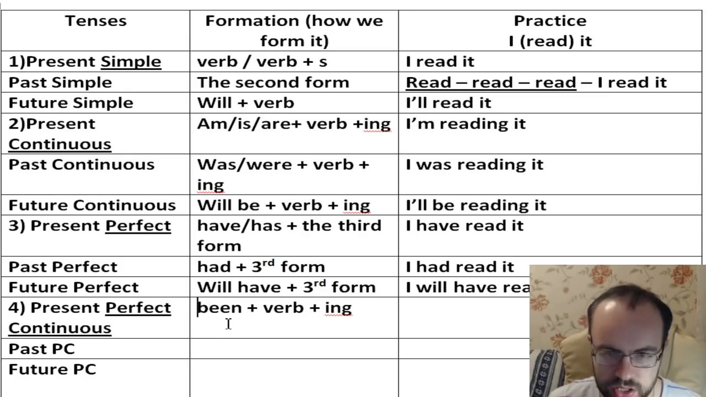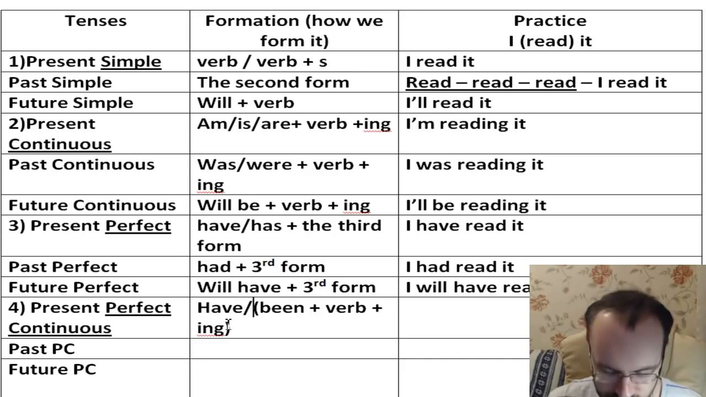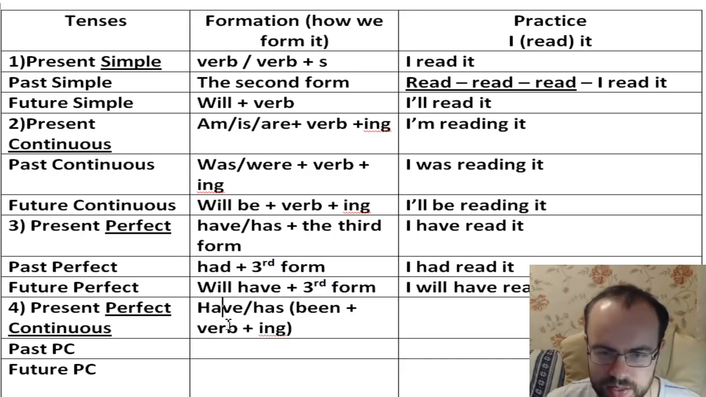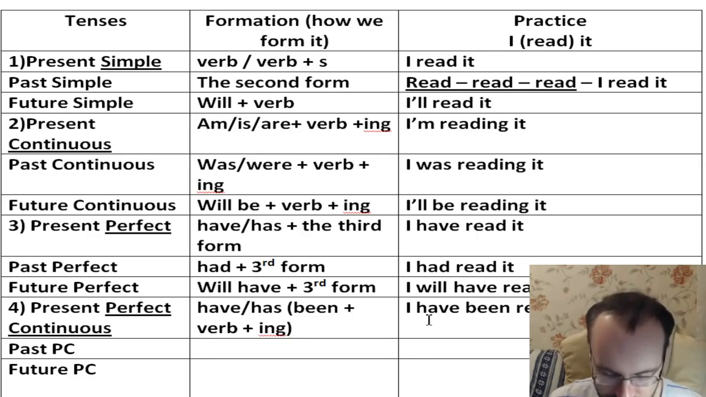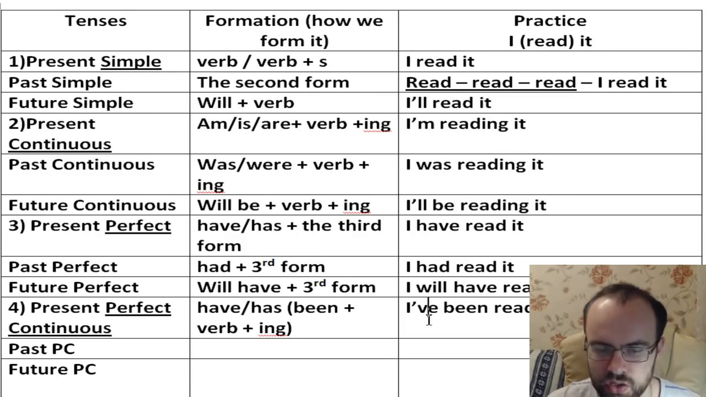So let's put it in brackets: been plus verb plus ing. If we're talking about present perfect continuous, it's have or has plus been plus verb plus ing. So you'll say I have been reading it, or you can say I've been reading it. It's a short form.